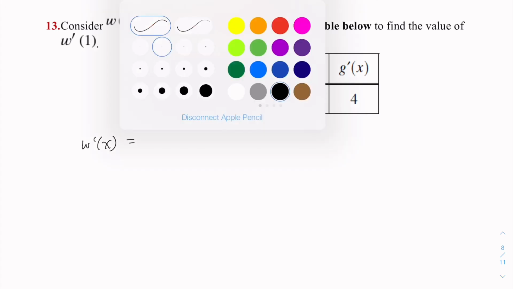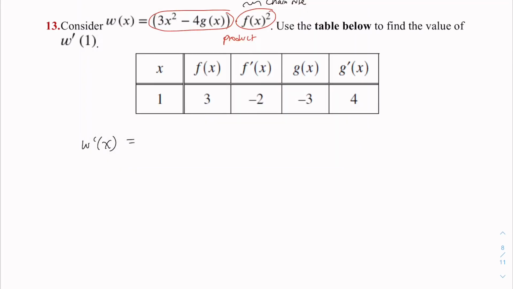Okay, so let's start with the product rule. The derivative of the first expression, 3x squared minus 4g of x, will be 6x minus 4g prime of x. Do you see why I did that? Times the second guy stays the same as is. Plus, now let's switch. Let's copy the first expression. And now let's take the derivative of the second.